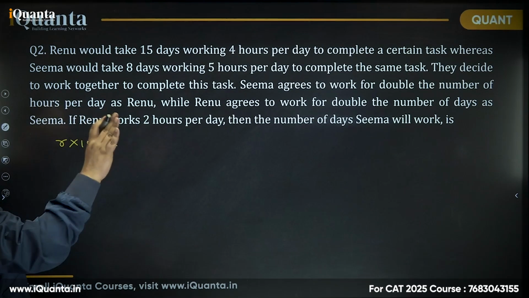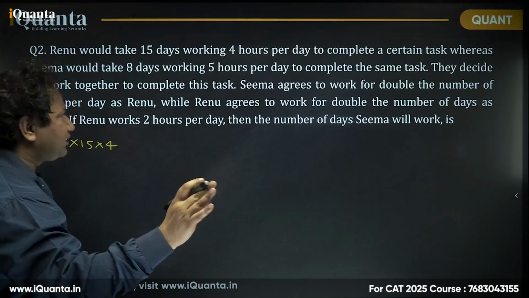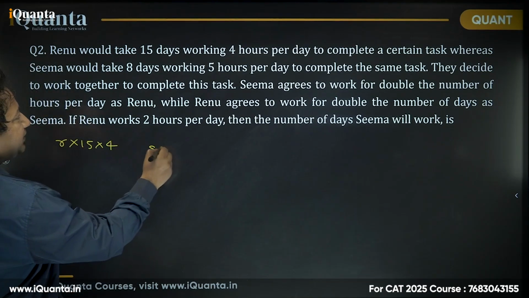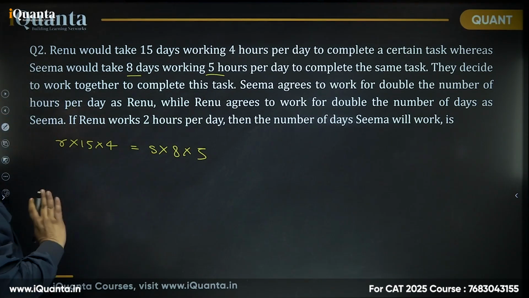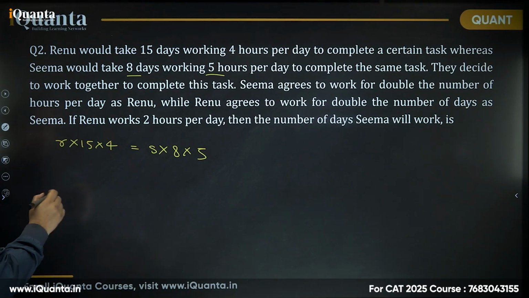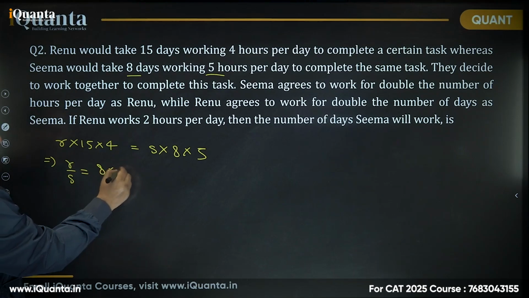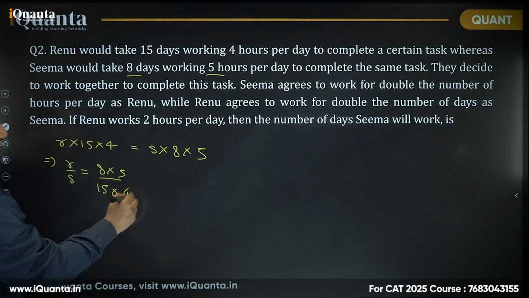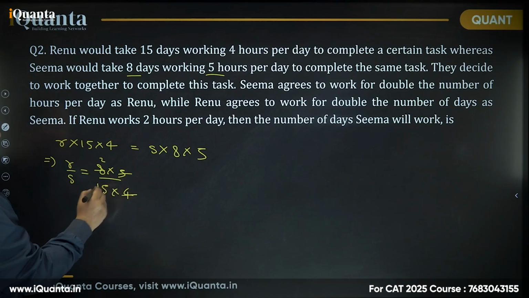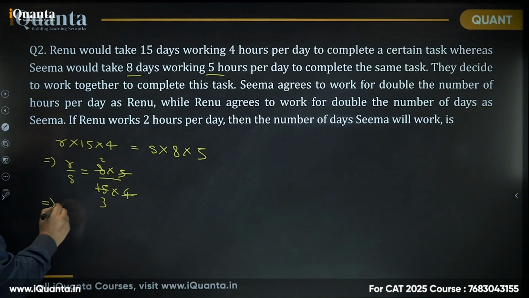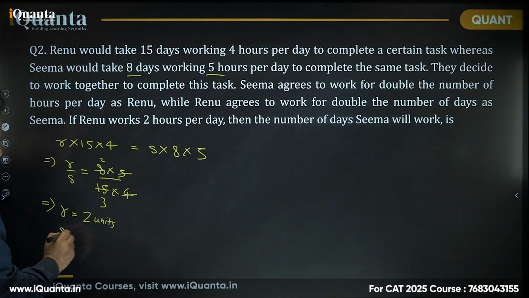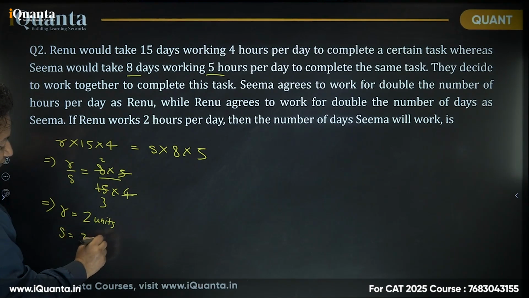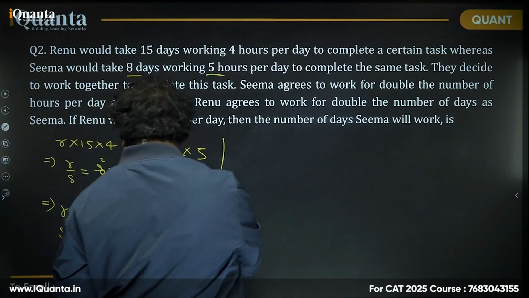And if I assume Seema does S units of work per hour, she would have done S multiplied by 8 multiplied by 5. And this will be equal. The work is completed. Perfect. So if I solve this, I'll get R upon S as 8 into 5 upon 15 into 4. So 4 cancels 8 twice and 5 cancels 15 thrice. So now I can assume that Renu is doing 2 units of work per hour and Seema is doing 3 units of work per hour.